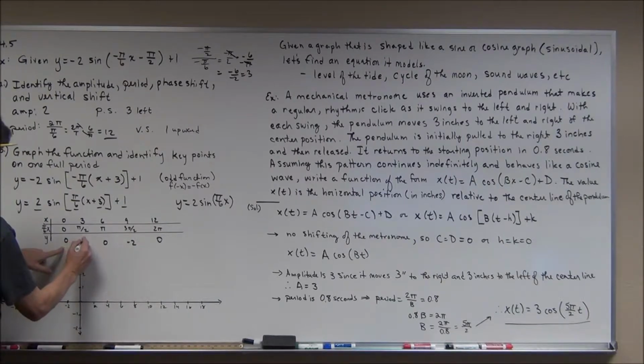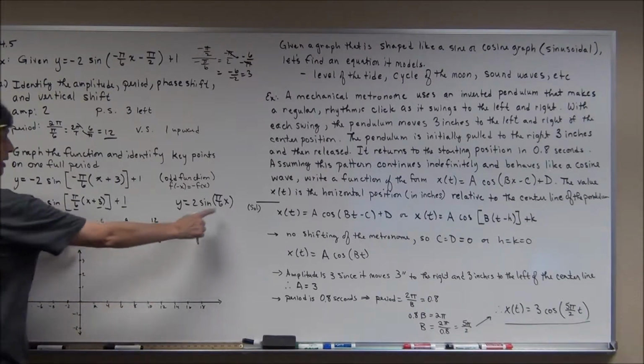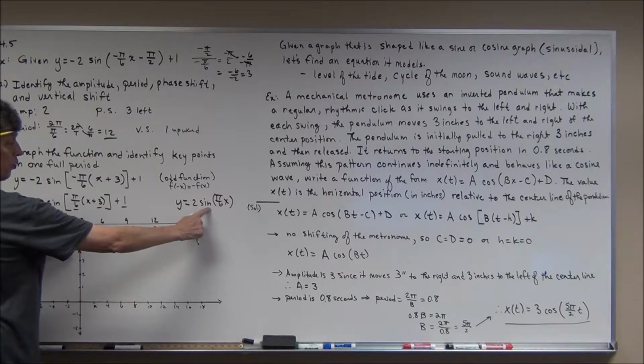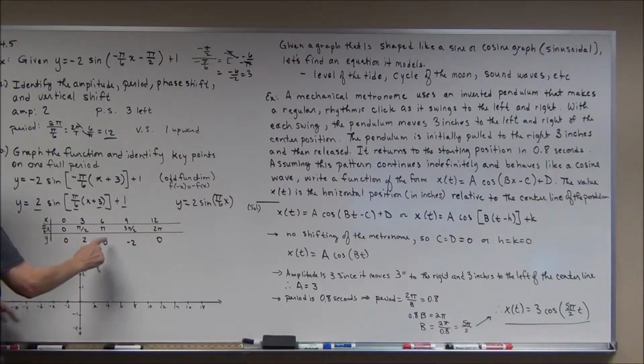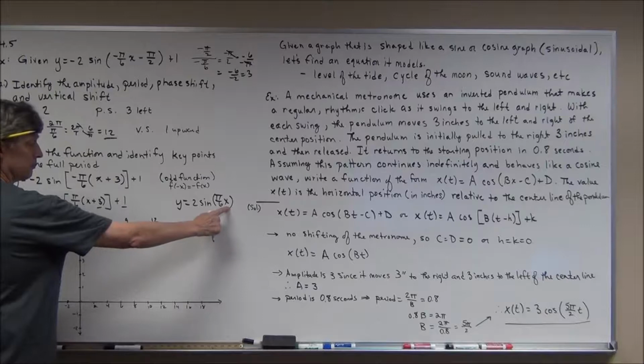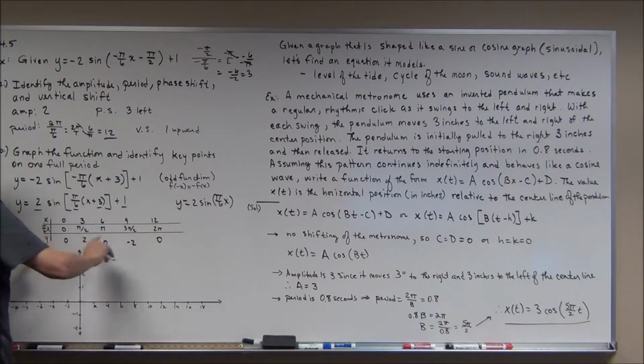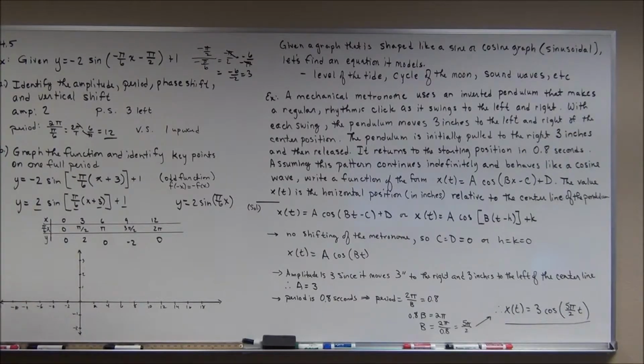Oops, I have one missing. If I plug 3 in, pi over 6 times 3 is pi over 2. The sine of pi over 2 is 1, times 2 is 2. If I plug 6 in, 6 times pi over 6 is pi, sine of pi is 0, times 2 is 0, and all the way through. So these are the points that I'm going to graph.